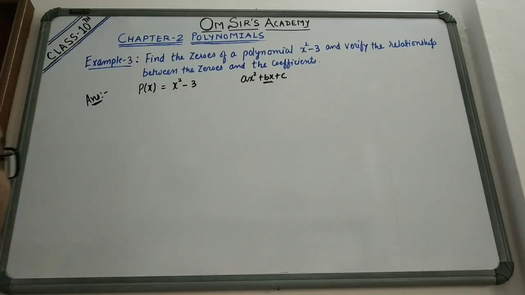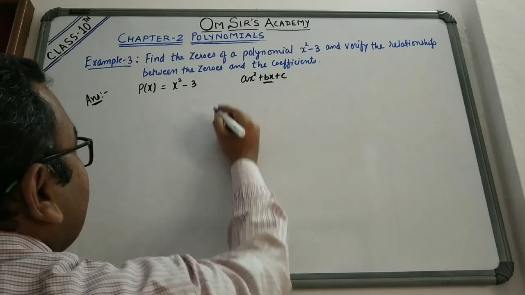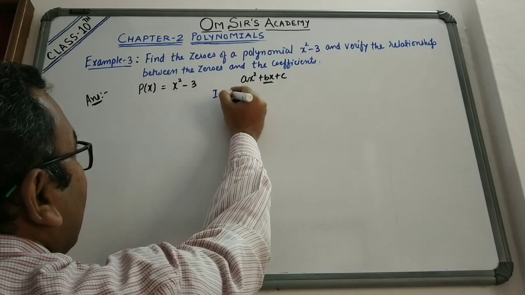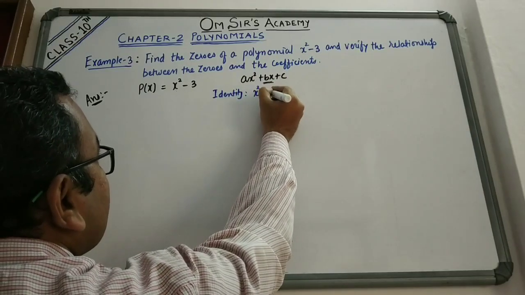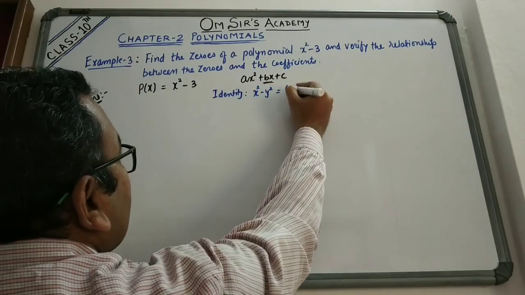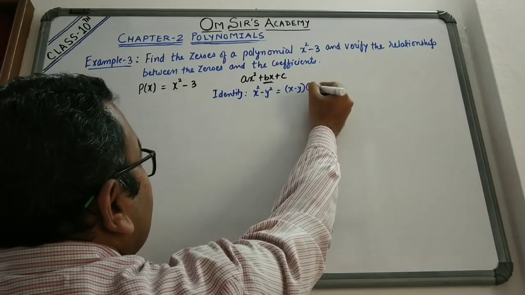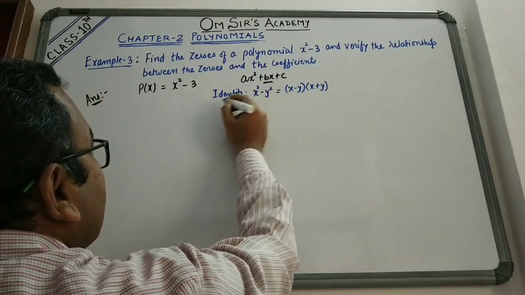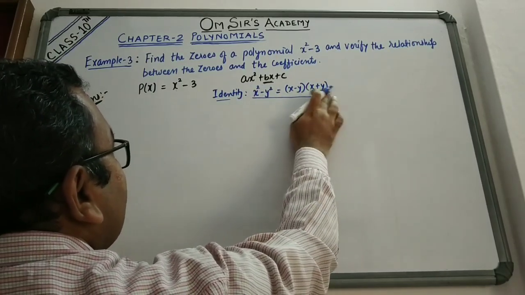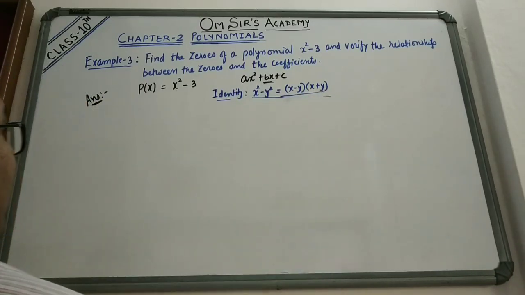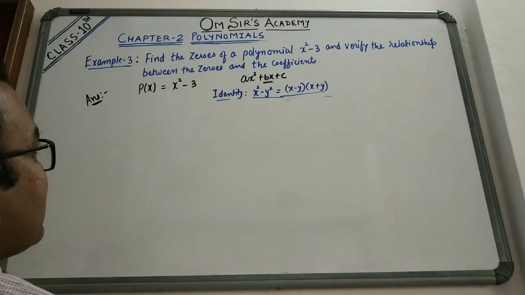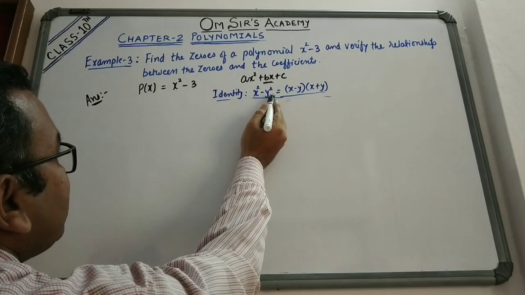So remember the identity. What was my identity? The identity of x square minus y square. That is what? X minus y into x plus y. Is it clear? So this identity we were using in 9th standard also. And here what I need is the first term and last term should be perfect squares.